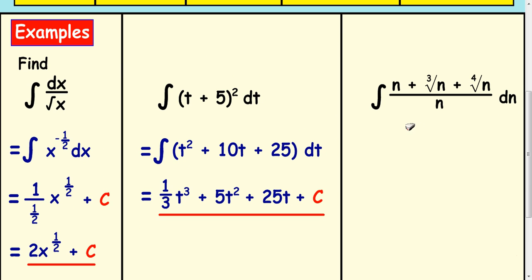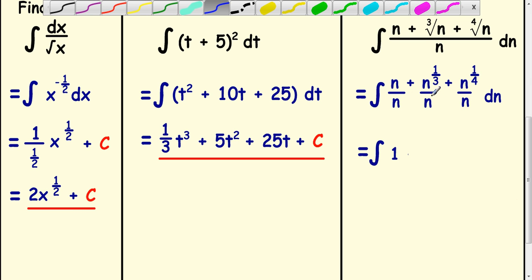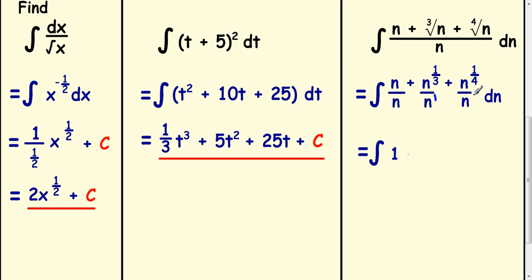Last example here, we set this one up the same as we would if it was a differentiation question. The way I do it is I split it all up into individual fractions, so it's n over n plus cube root of n over n plus fourth root of n over n, and change your cube roots into thirds and your fourth roots into quarters. So end up looking like this. Then we just use our laws of indices. N over n is just 1, so that's integral of 1. N to the third divided by n, this is just a 1 there, isn't it? Really, n to the power 1, so we've got a wee 1 here to signify that, and so is that.